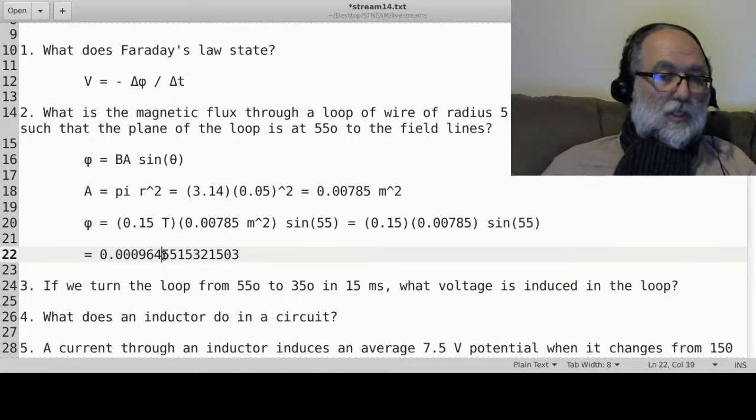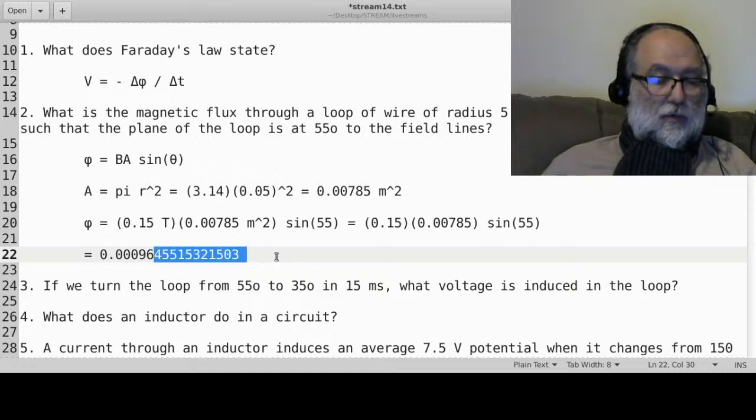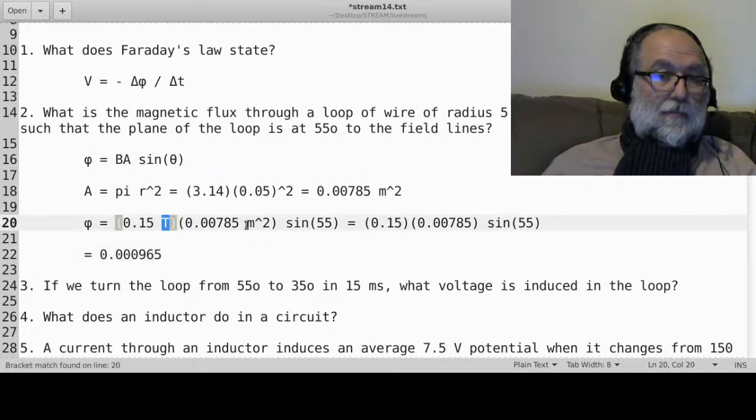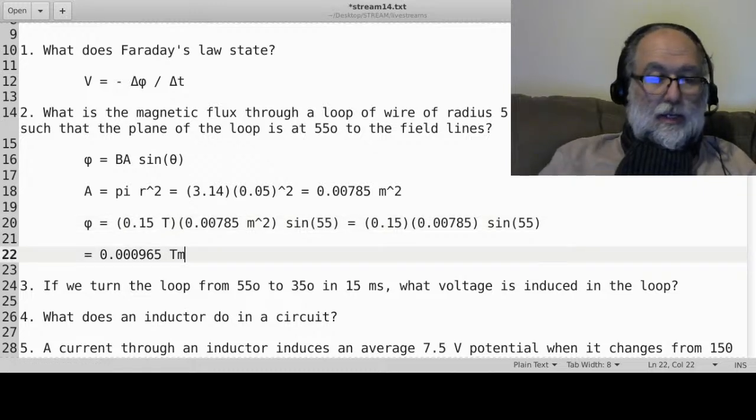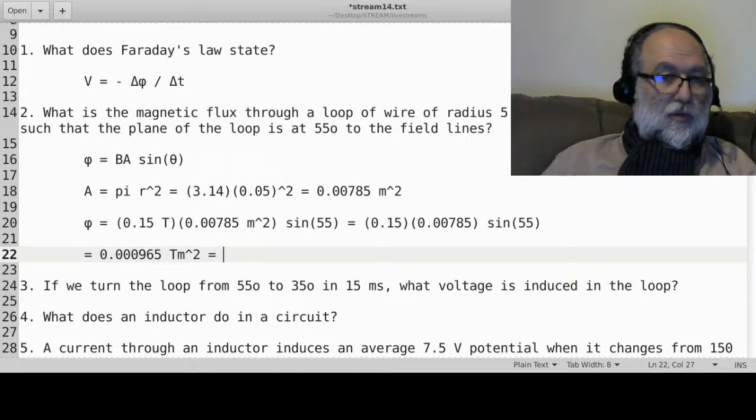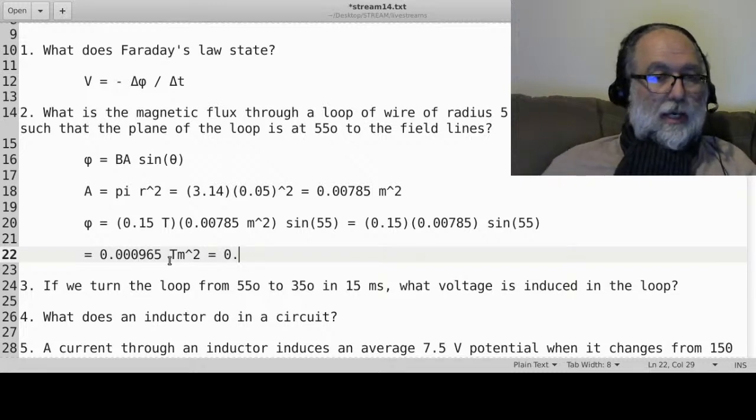Too many digits, so we'll want to only keep the last three significant figures here. So that'll round off to this. The units are Teslas meters squared. Now that's really ugly to have that many decimals in front, so we'll move the decimal over 3: 1, 2, 3, and so we're going to have 0.9 milliteslas. I sometimes put a little dot in there just to show you that this part is the millitesla part and that's the meter squared part.